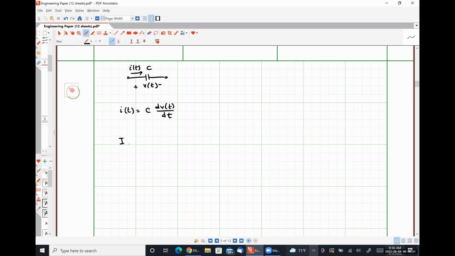It says Im e^(j(omega t plus theta I)) is equal to C times the derivative with respect to time of Vm e^(j(omega t plus theta v)).